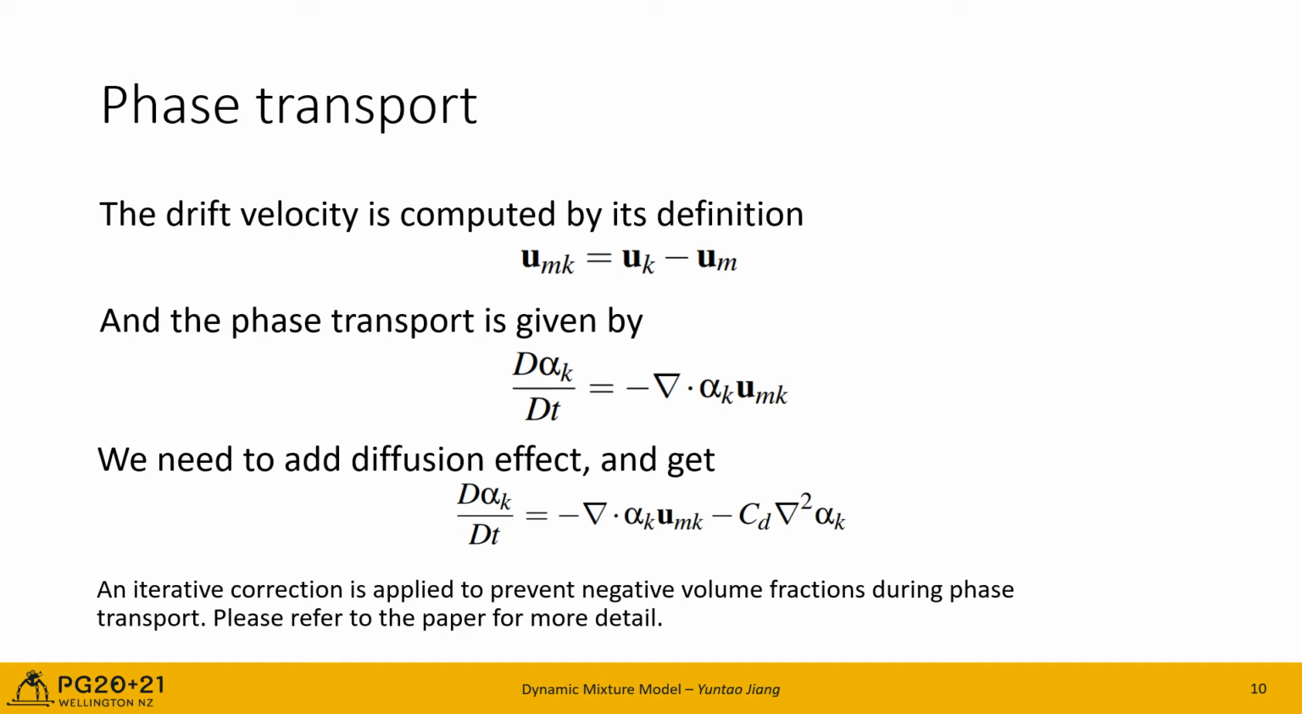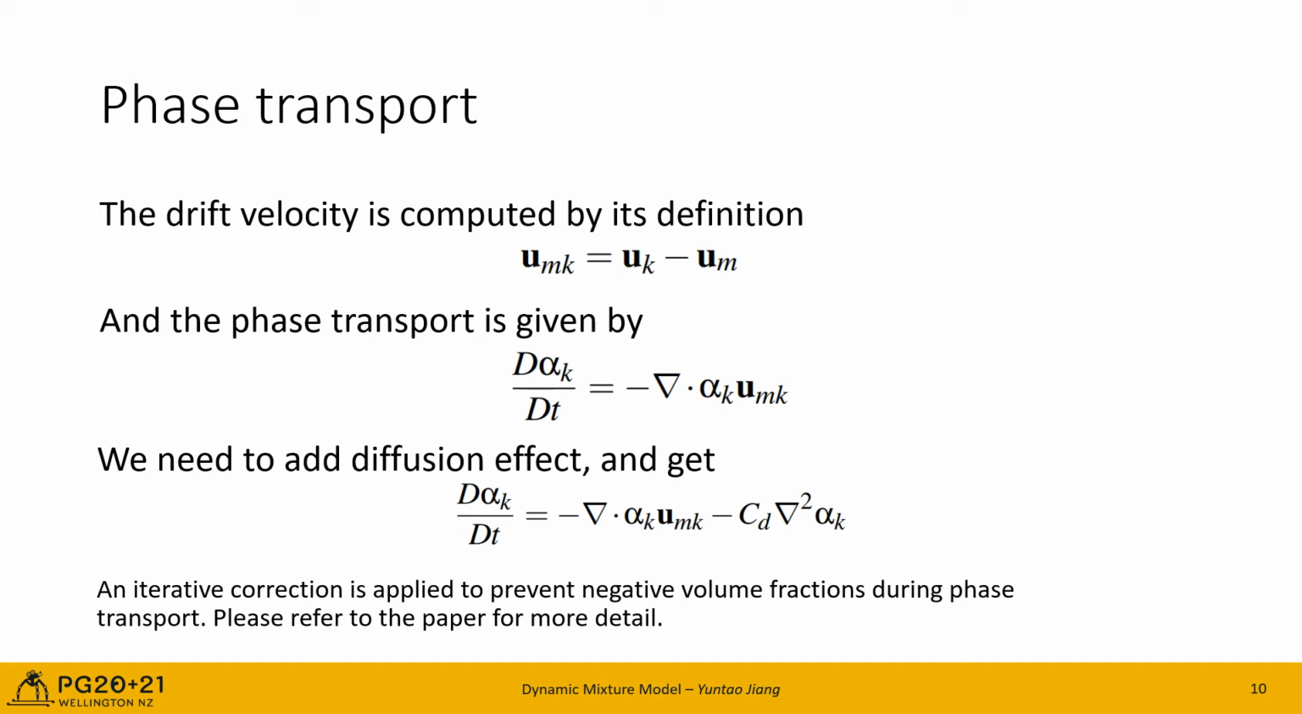This part is relatively easy, as we can compute the drift velocities by its definition. That is, the phase velocity minus the mixture velocity. Then the transport is given by this divergence formulation. Note that this divergence only captures the relative motion of the phases. We need to add diffusion process manually and get this last formulation.